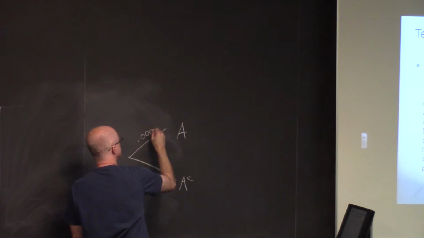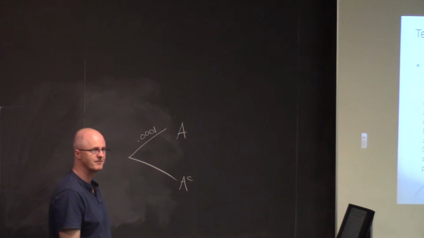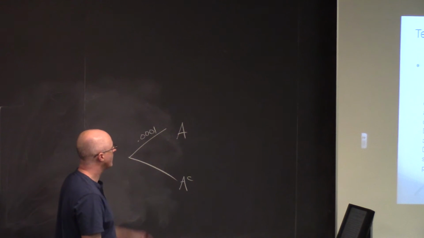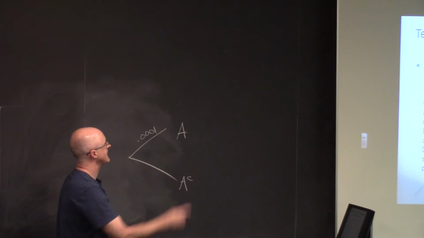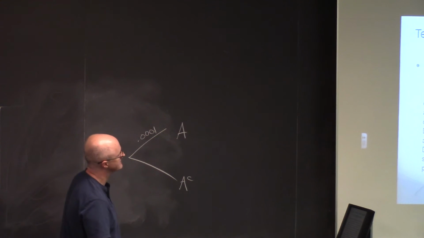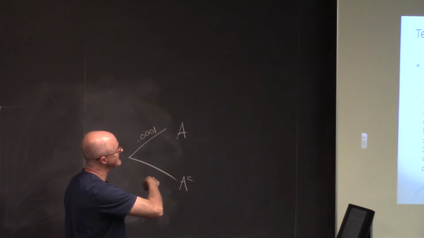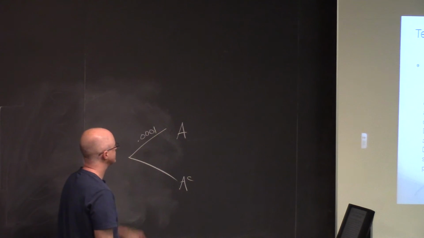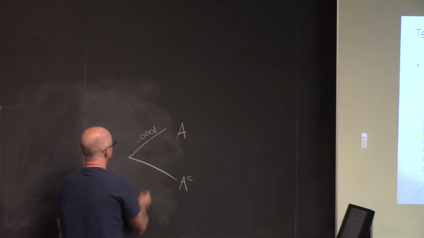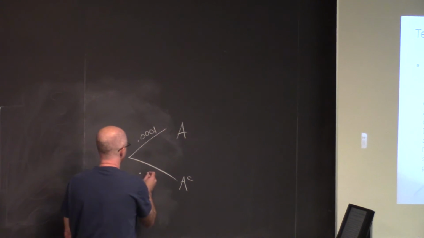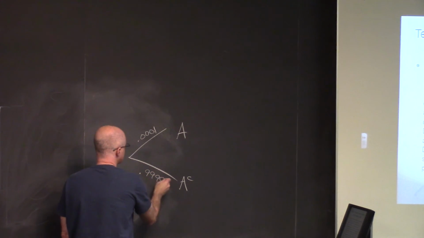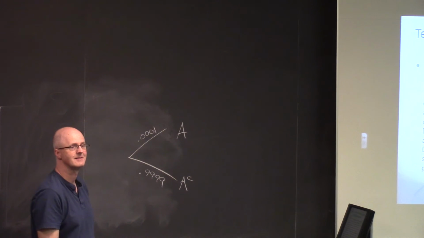Label these branches with the corresponding probabilities. There's a 0.01% chance that the person has the disease, so that probability is 0.0001. Move the decimal place for the 0.01% to the left 2 spots, so you need 3 zeros after the decimal there. 99.99% of them don't have it. The probability of being over here is 0.9999.